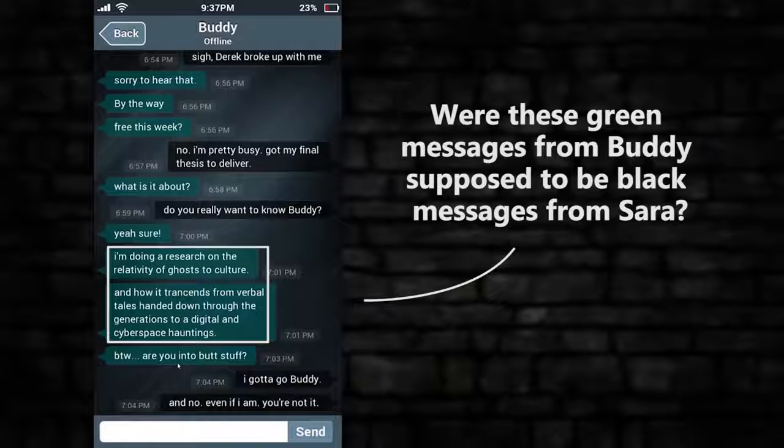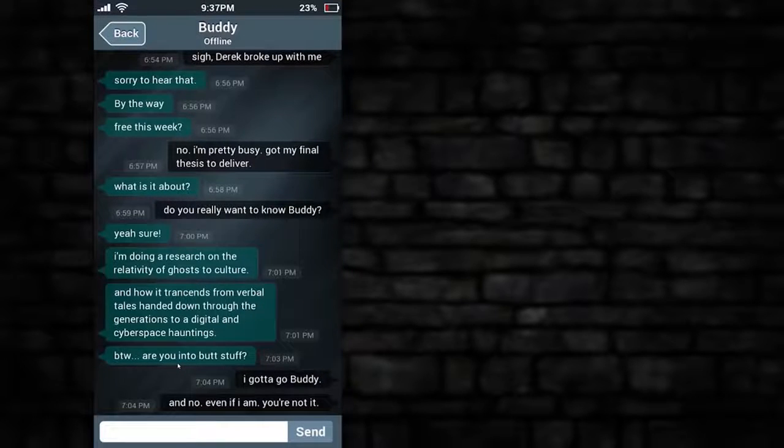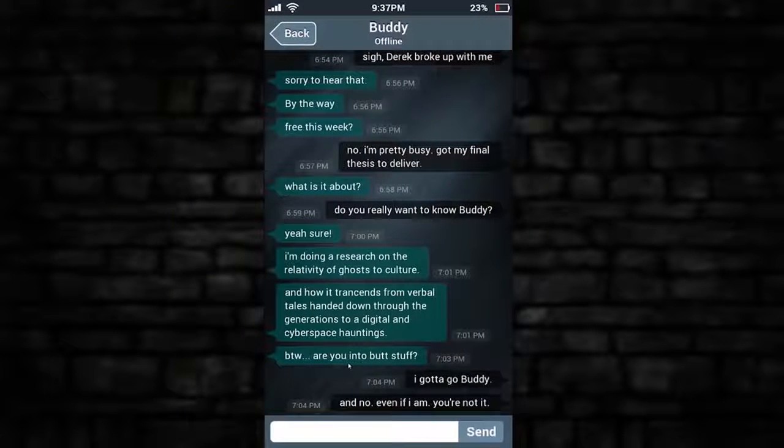But instead, we get Buddy offering what his thesis paper is about, which actually doesn't seem all that out of line with a natural dialogue flow. Because we have Buddy, who obviously wants something from Sara, offering free information so he can establish common ground in pursuit of his ulterior motives. But does that really seem like something Buddy would be into? It's really tough to gauge how seriously we can take him.